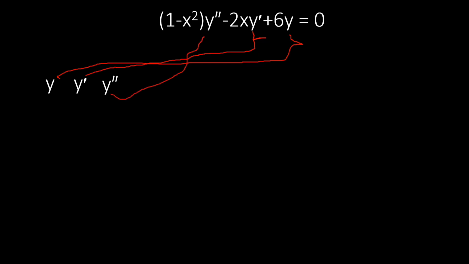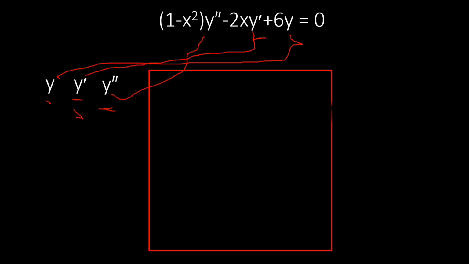We only know the equation for y, but we don't know the equation for y prime, and we don't know the equation for y prime prime. So we need to derive the equation for y prime and then the equation for y prime prime. Okay, so how do you derive the equation for y prime and y prime prime? We need to understand what y prime stands for, and what y prime prime stands for.